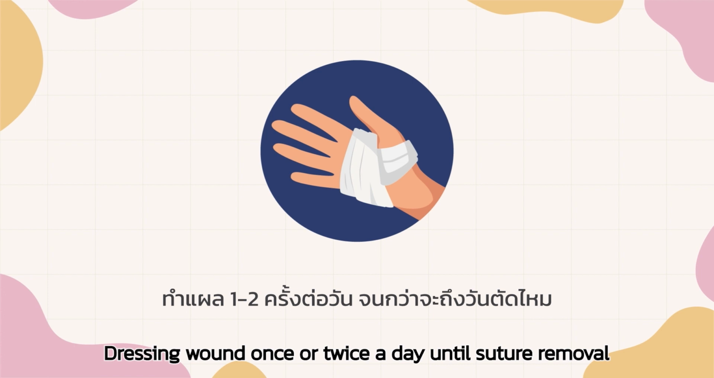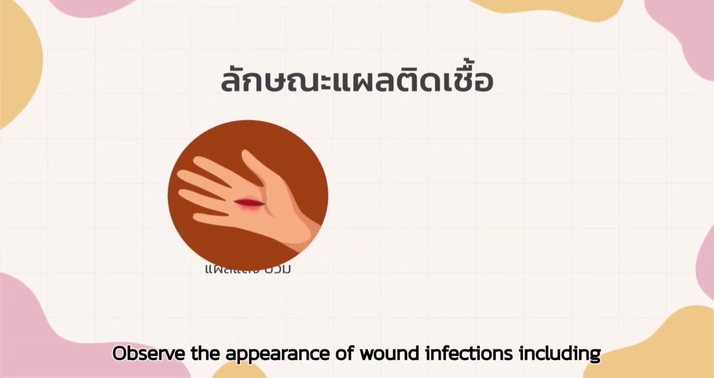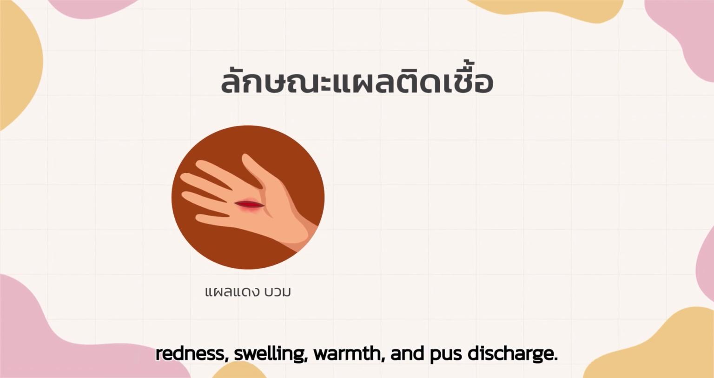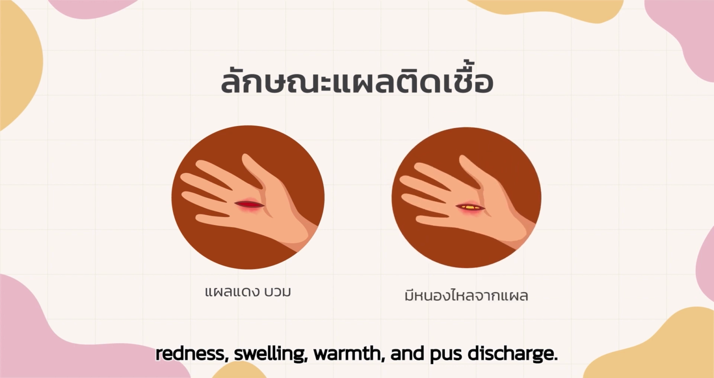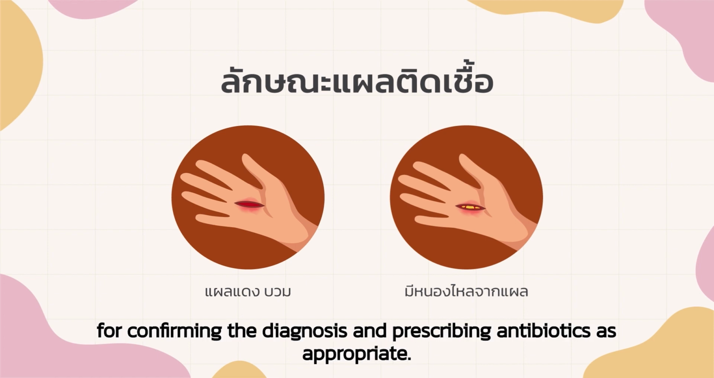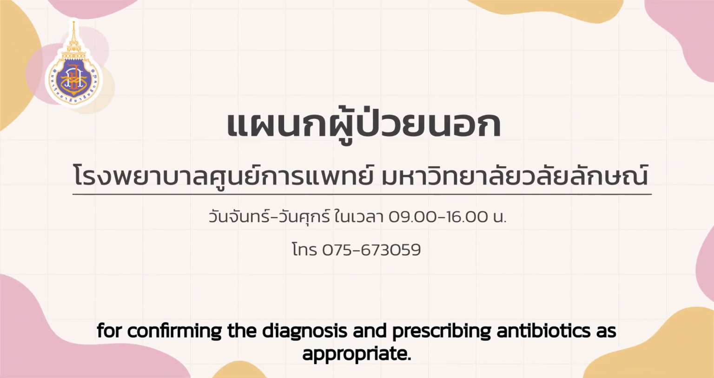Dress the wound once or twice a day until suture removal. Observe the appearance of wound infections including redness, swelling, warmth, and pus discharge. If worrisome appearances are detected, you should go see the doctor for confirming the diagnosis and prescribing antibiotics as appropriate.